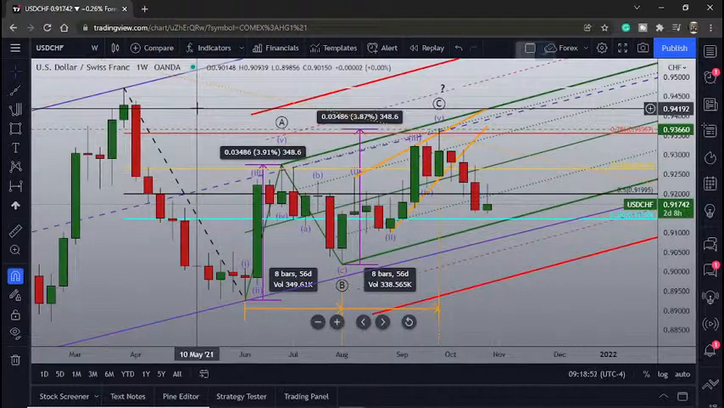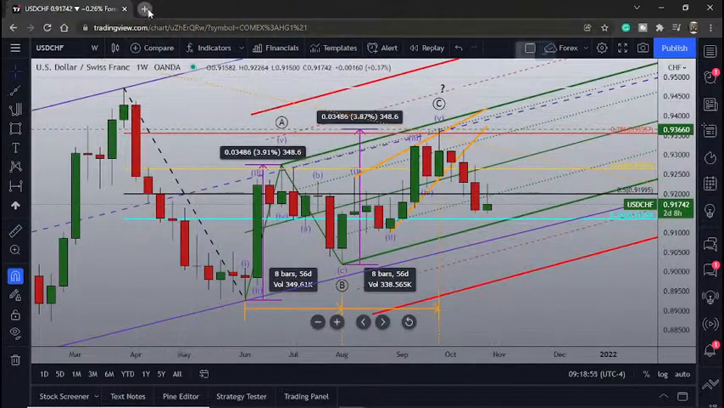Yes, do you want me to have a look at Luna, US dollar tether? Let's do that.